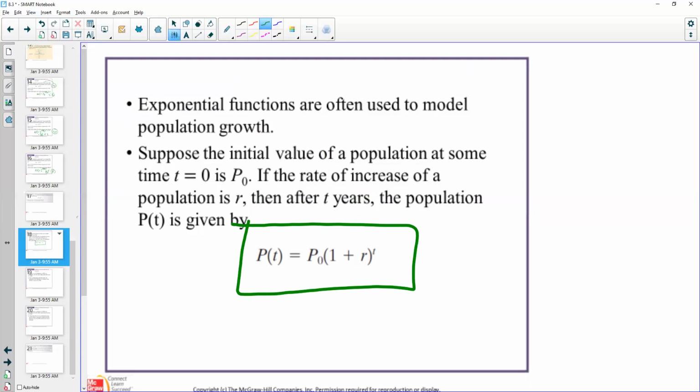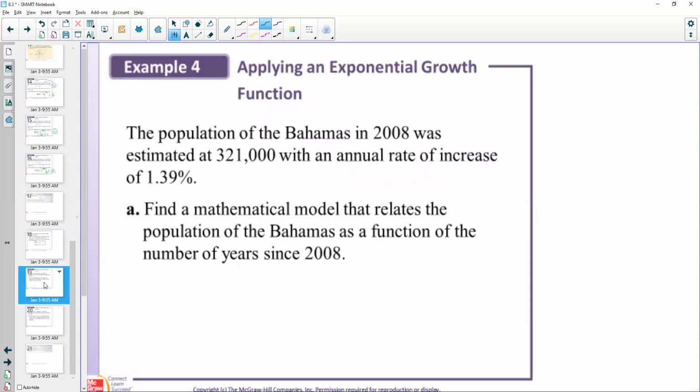So when we do this, okay, sorry, getting my pages in order. What happens is this. So we have a population of the Bahamas. In 2008, there were 321,000 people that lived there with an annual rate of 1.39%. We want a model that relates the population to the function of years since 2008.